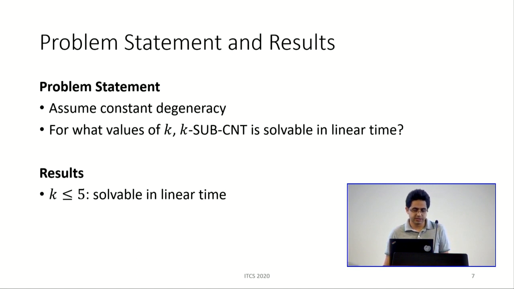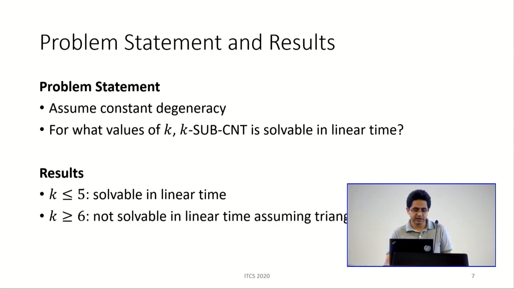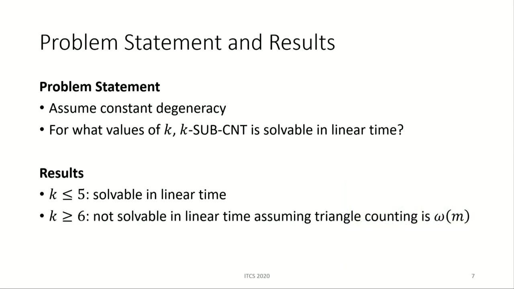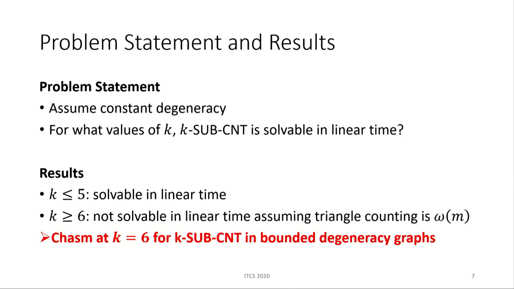First part, as I said, for k less than or equal to 5, we show that it is solvable in linear time. And for k greater than 5, we show that it's not solvable in linear time, assuming a conjecture in fine-grained complexity, specifically that triangle counting requires omega of m time in expectation. So these 2 together give us this gap at size 6, this jump at size 6 for k-vertex subgraph counting in bounded degeneracy.